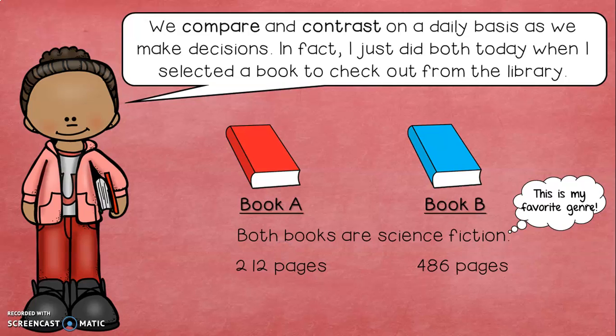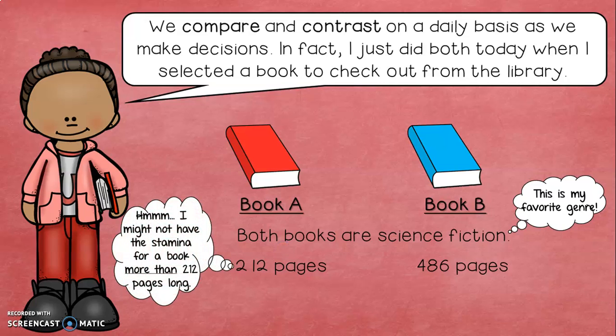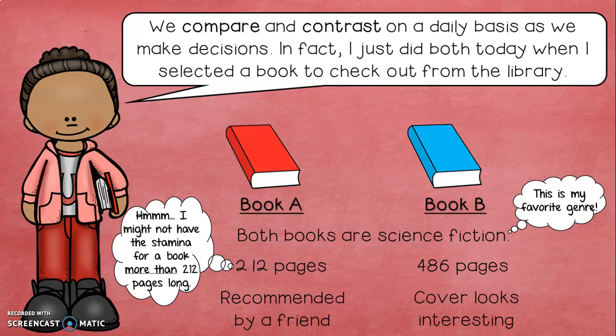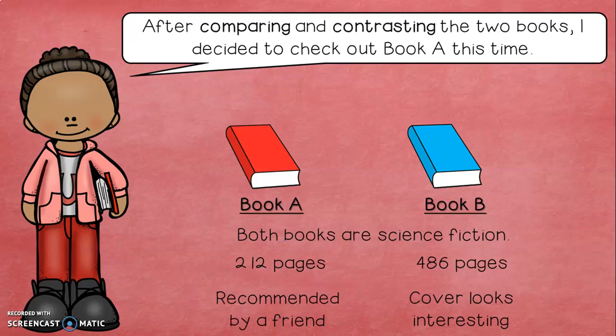Book A has 212 pages, but book B has 486 pages. I might not have the stamina for a book more than 212 pages long. Book A was recommended by a friend, but book B, the cover looks interesting. After comparing and contrasting the two books, I decided to check out book A this time. So both books are science fiction, but book A had 212 pages versus 486 pages, and book A was recommended by a friend, whereas book B, the cover looked interesting.